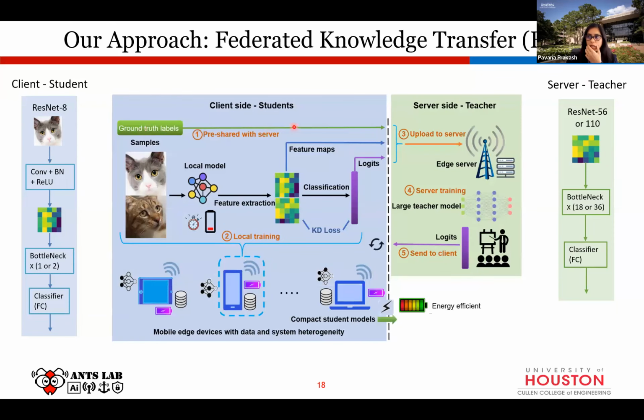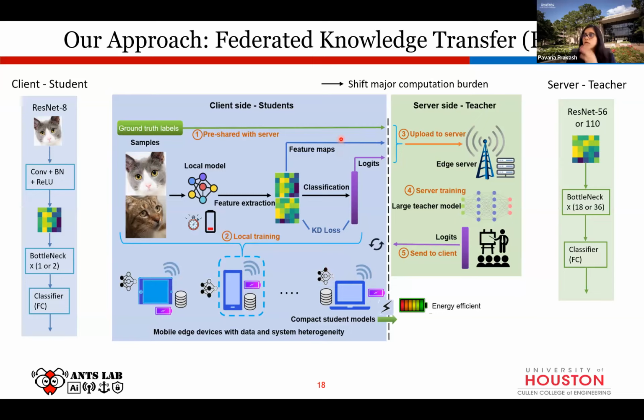But first we pre-share the labels with the server. We do not share the data though. And the student does the local training by itself, just like how we do it in federated learning. But instead of sending the model updates, we are sending the intermediate results of feature maps and the logits to the server. The server will take these, aggregate the logits, and try to do the training on its own. It does not have any data, but it only has the labels. It does the training on its own and then sends the logits back. And this way, knowledge can be exchanged between the two.